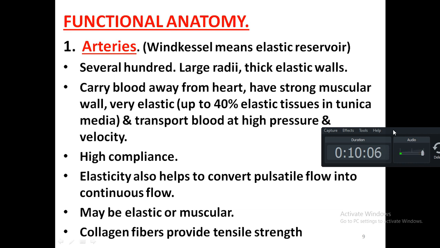Compliance means the increase in the volume of blood per unit increase in pressure. It is just like if you keep on inflating a balloon repeatedly, then eventually with a very small pressure, if you exhale into a balloon, then the balloon will be inflated. So that means it has got a very high compliance. It has also got very high elasticity, so that helps to convert the pulsatile flow into a continuous flow.